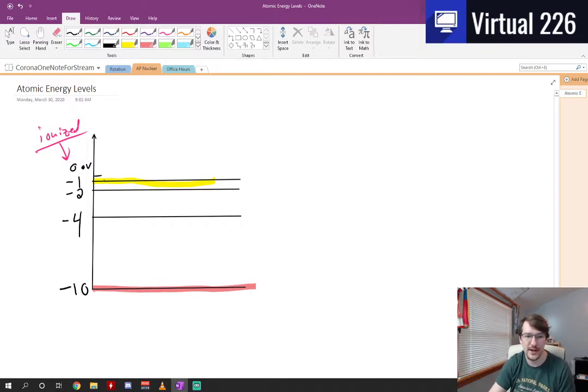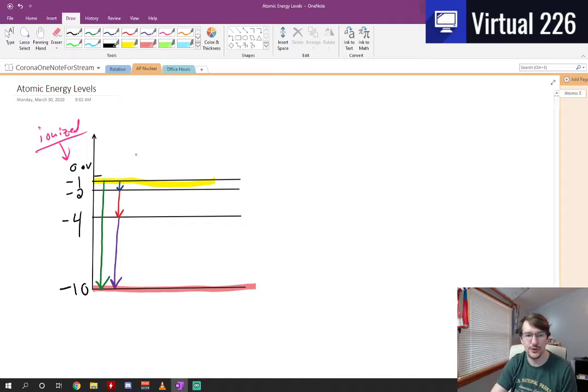So the first thing I could have is I could have this electron drop energy levels from -1 to -10. That's a photon. But it could also do this in steps. It could go from 1 to 2 and create a photon there. And then it could go from 2 to 4, create a photon there. And then it could go from 4 to -10 and make a photon there. So I've got 1, 2, 3, 4 right there.